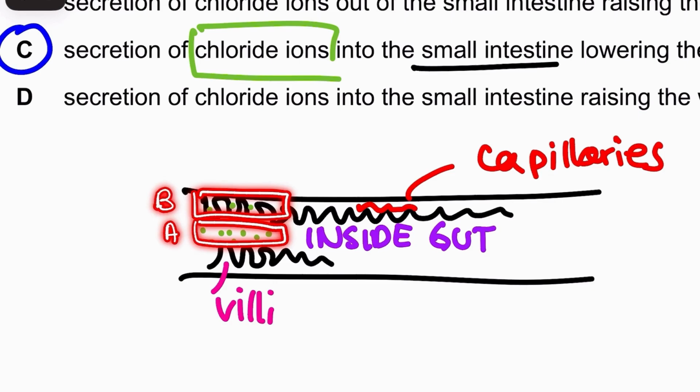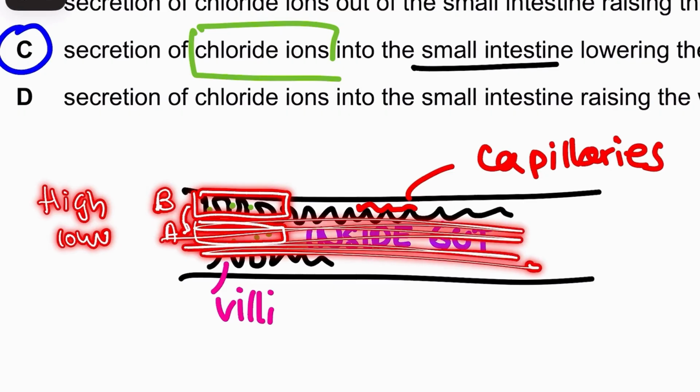Remember, lower water potential means there's less water. Okay, just less water. It's got to be the compartment which is more concentrated by the little green dots. So which one is more concentrated by the little green dots? A. So therefore A has a lower water potential. How does that cause diarrhea? Because water always moves from high to low water potential. So this is high water potential, this is low water potential. So what happens is your water would end up moving from the bloodstream from B to A, and therefore there will be lots of water in your gut.